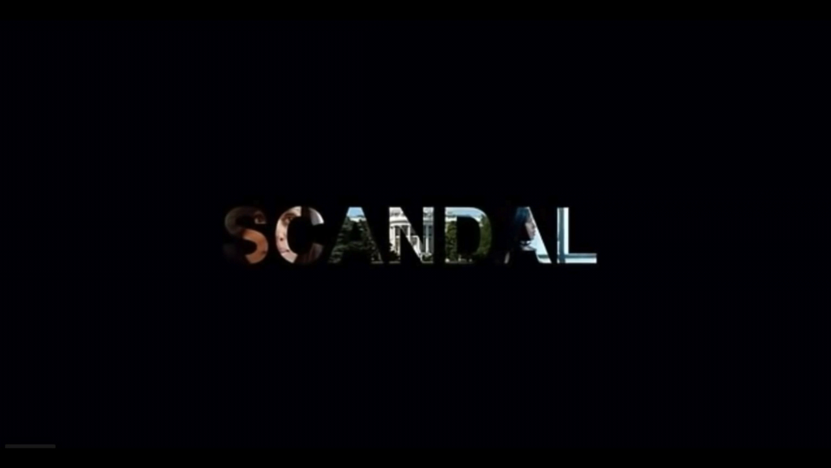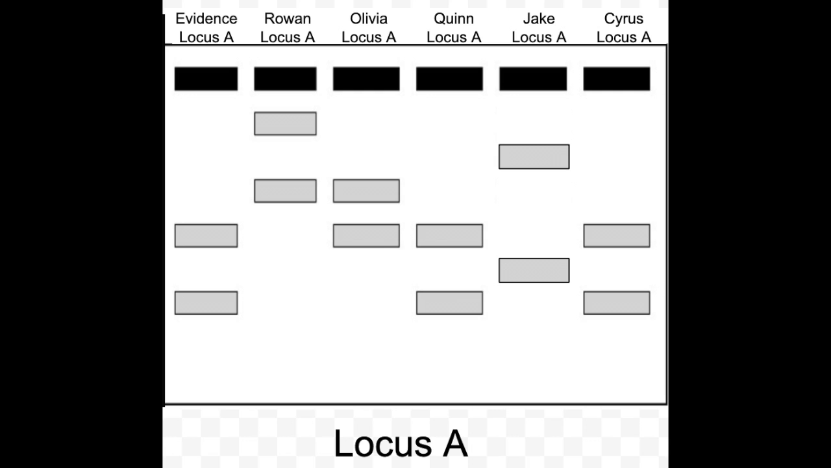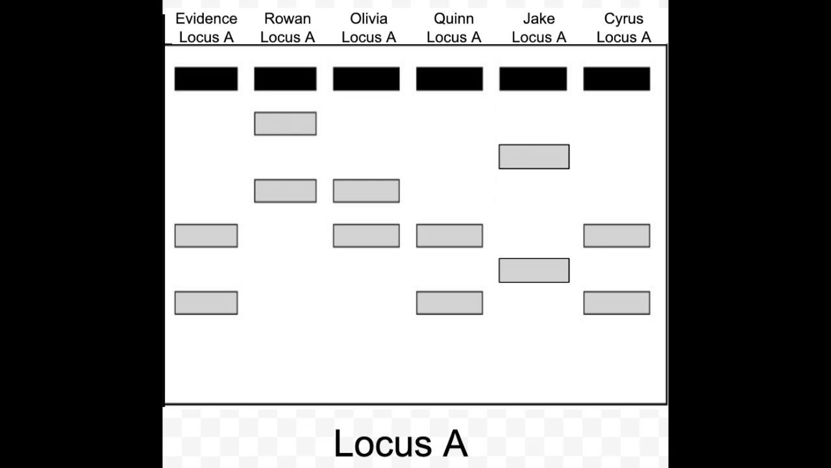A single DNA sample from each individual and the evidence was amplified for two different VNTR loci and run on separate gels to create DNA fingerprints. Our evidence was amplified and our first VNTR had two bands displayed. We have Rowan, our witness, Olivia, Quinn, Jake, and Cyrus as suspects 1, 2, 3, and 4 respectively.